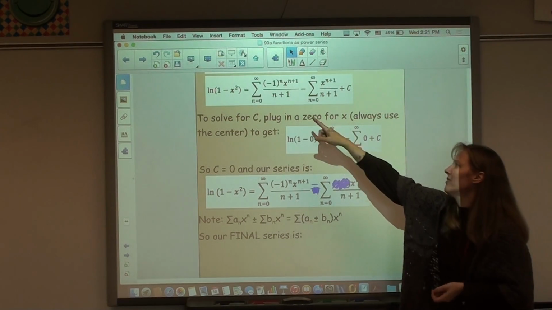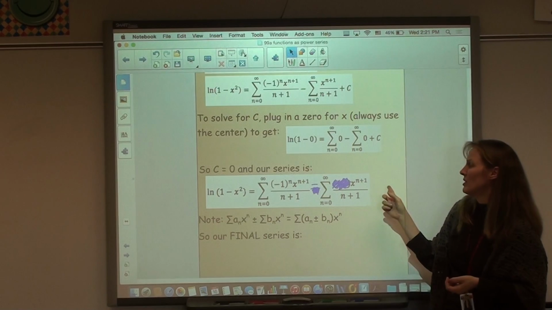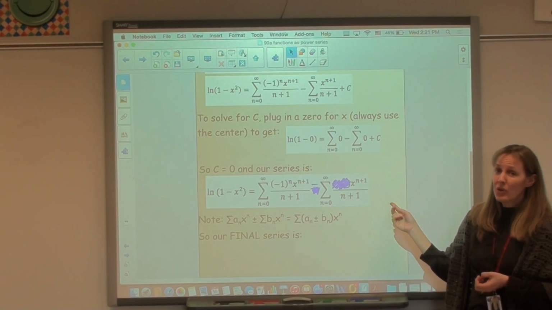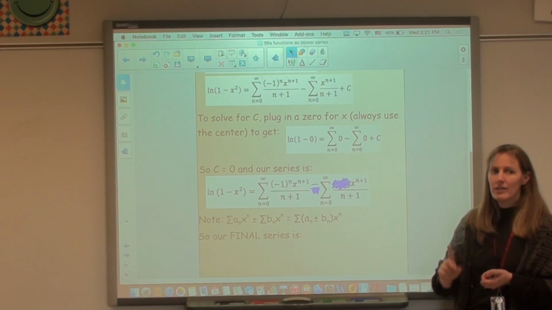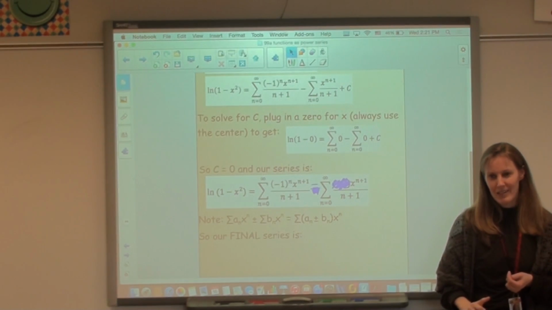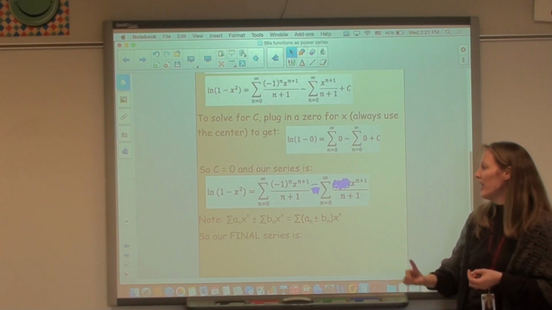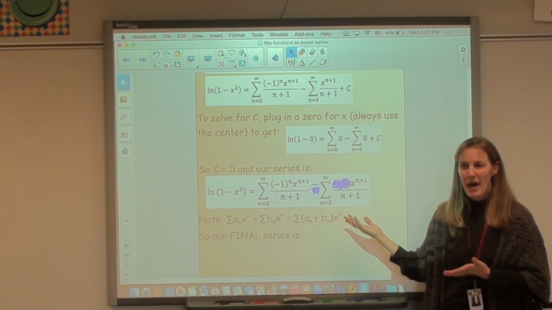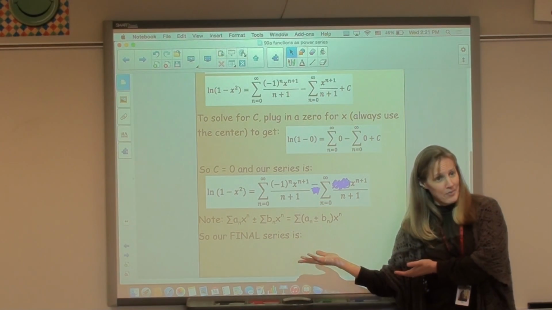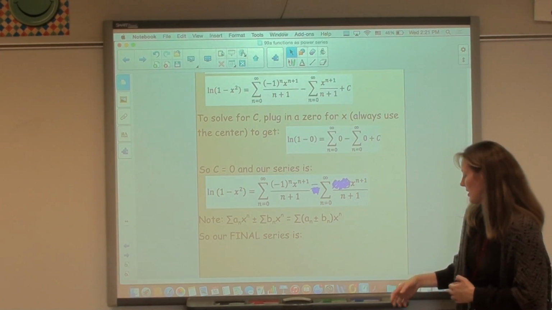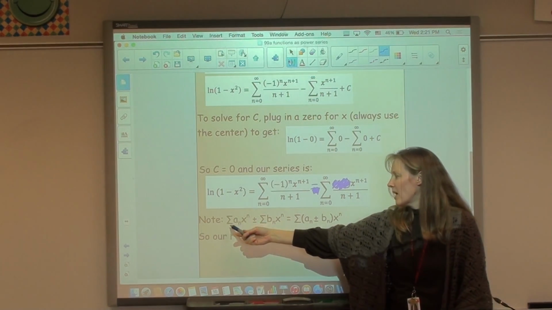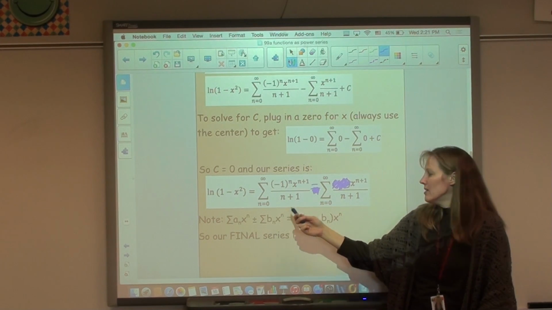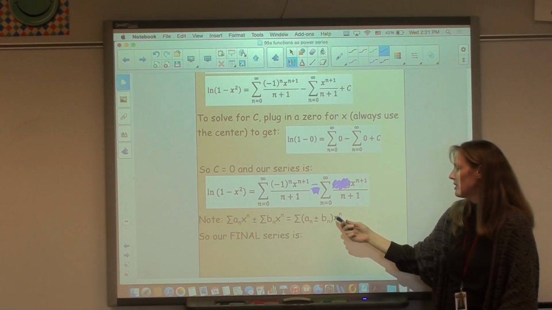So what we have now is just this with c equals 0. Everyone okay so far? But they didn't ask for a sum of series, they asked for a series. Right? So we have to learn how to combine sums. It's really not bad. There's a formula right here, and here's what it says. If you have the sum of a sub n x to the n plus or minus b sub n x to the n, it's just a sub n plus b sub n times x to the n.